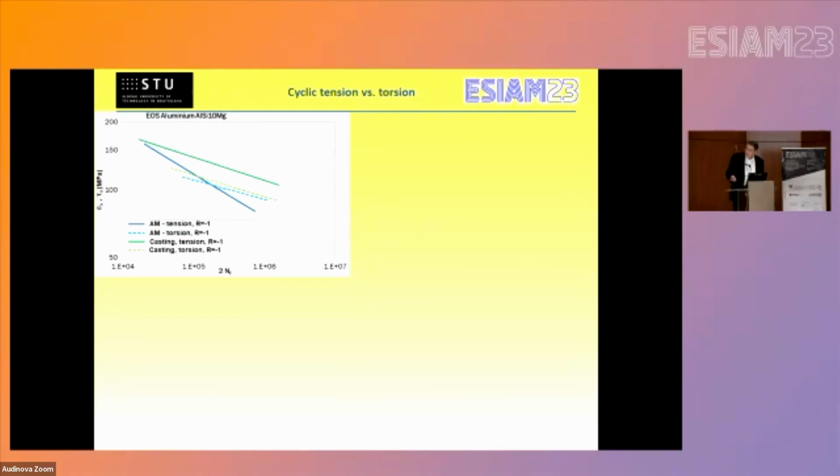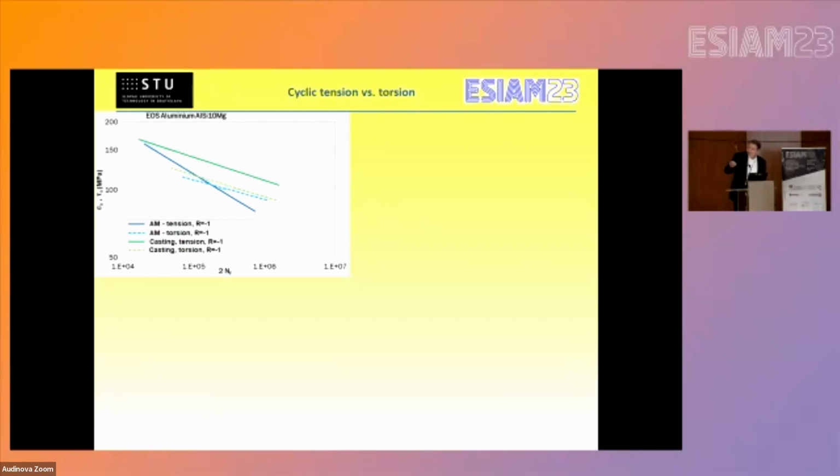Okay, in tension, in torsion. In additive manufacturing, that is this blue line and this dashed blue line. This is for additive manufacturing. Once again, green is conventional casting and blue is additive manufacturing technology. And the problem is this parallel.